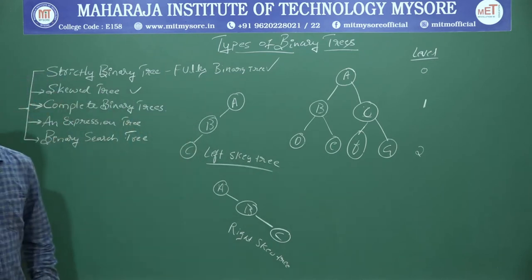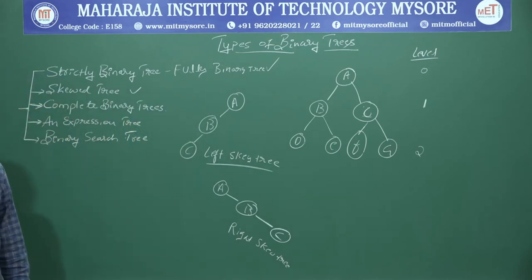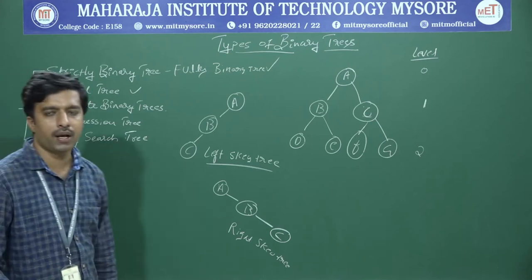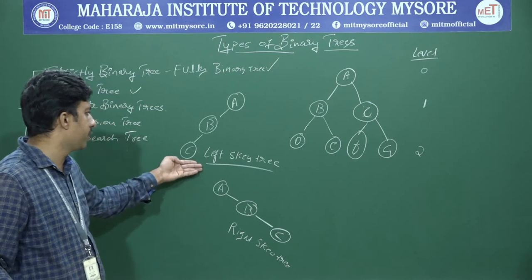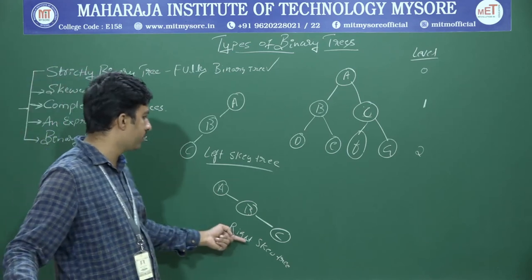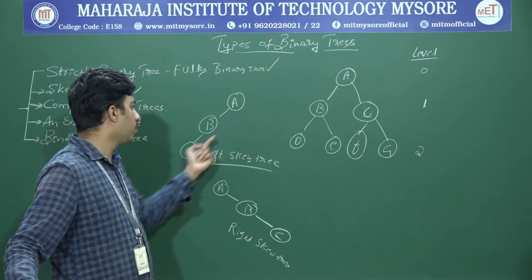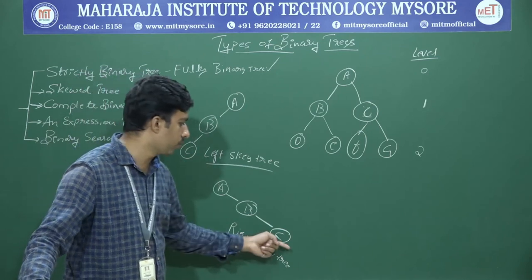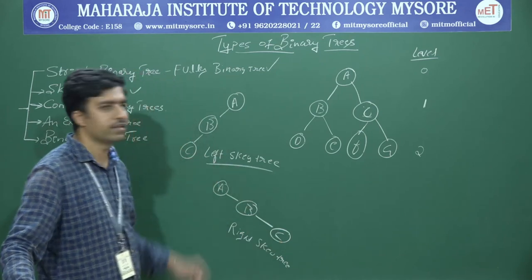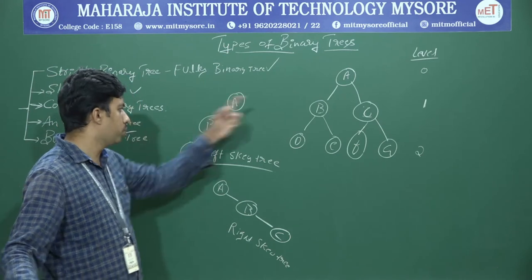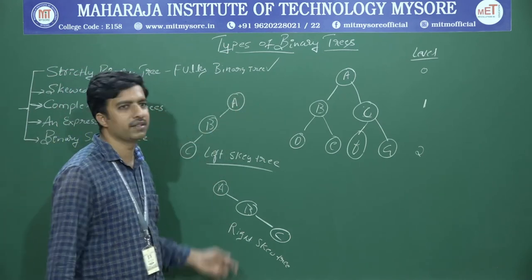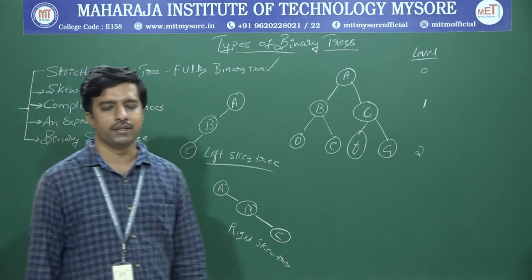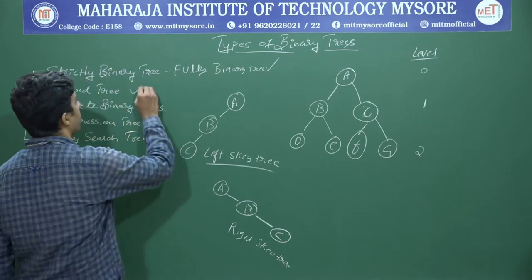A skew tree is a tree consisting of only a left subtree or only a right subtree. The tree grows towards the left only or towards the right only. That is called a skew tree. If it grows towards the left, we call it a left skew tree. If it grows towards the right, it is called a right skew tree. That is the second type of binary tree.